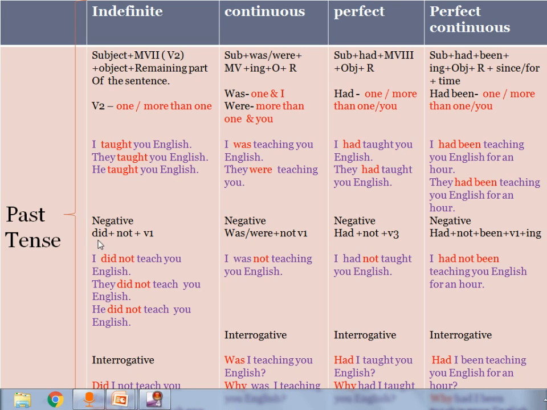For negative, we use did not as a helping verb and then the first form of the verb. I did not teach you English, they did not teach you English, he did not teach you English. Did not plus the first form of the verb. So seeing this did not, we can say the sentence belongs to past indefinite tense.